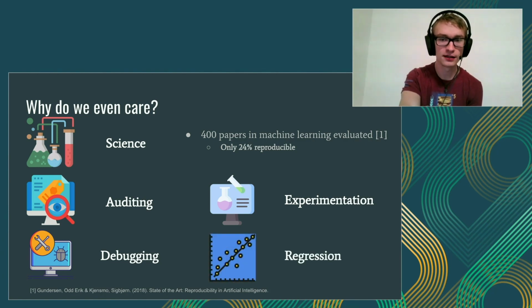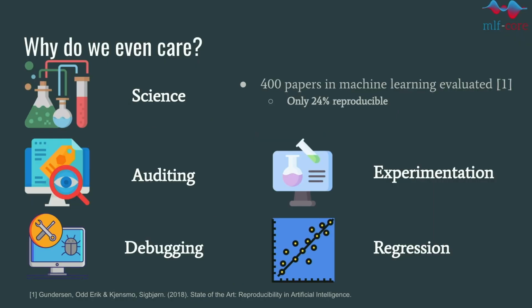And finally, if we want to ensure that our model still performs as it's supposed to, for example when we add additional data, then we need to be able to perform regression tests. And they can only really tightly verify that our model is doing what it's supposed to do when it's deterministic.